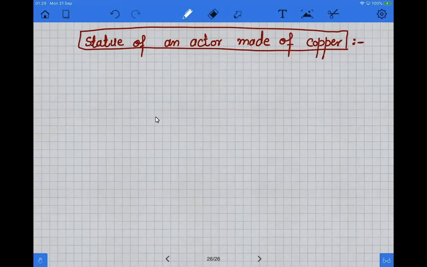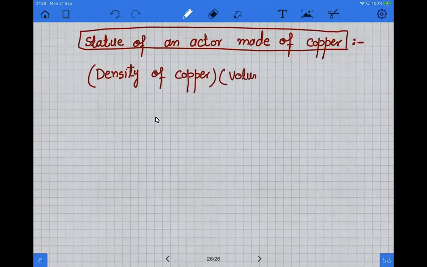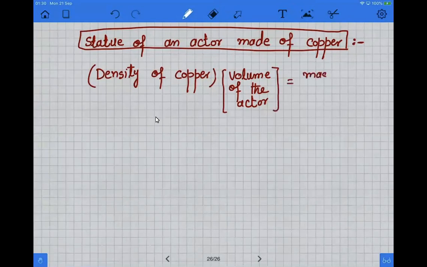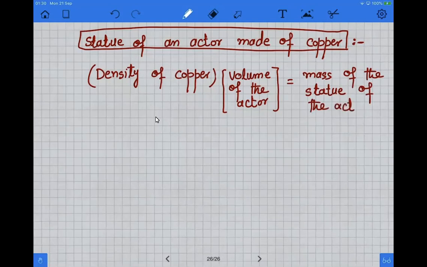The method is that if we multiply the density of copper to the volume of the actor, then it would give the mass of the statue of the actor of the same dimensions, if the statue is made of copper.